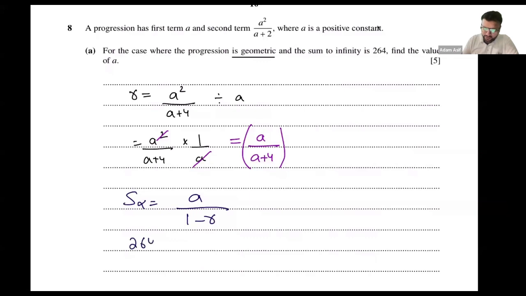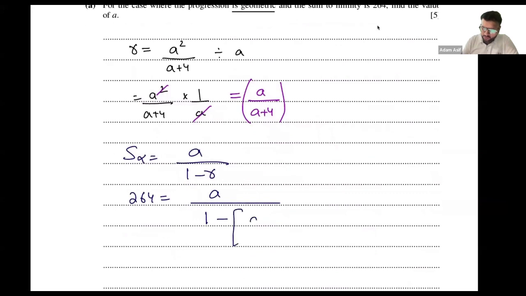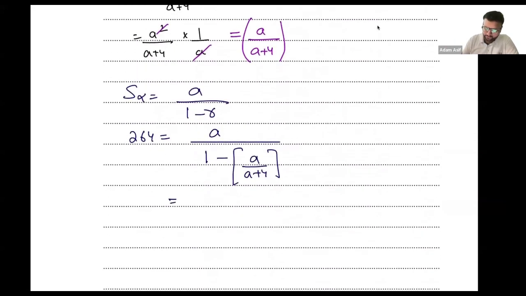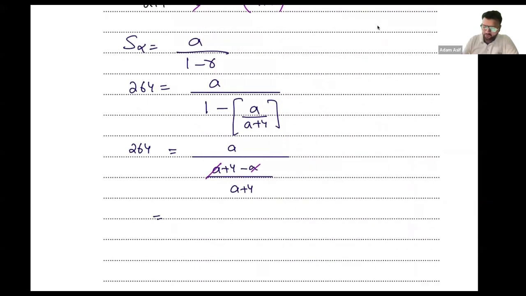The value of the sum to infinity is given in the question. The first term is a. The common ratio is a upon a plus 2. Do we have the entire equation in terms of a? We will solve this, and we are going to get the value of a. So a plus 2 minus a. Okay, now simplify the terms. A divided by 2 upon a plus 2 is the same as a multiplied by a plus 2 upon 2. Now solve this further.